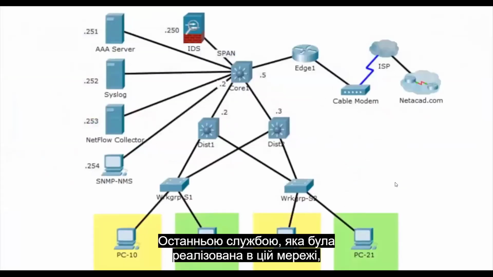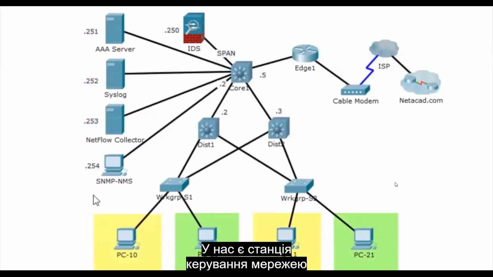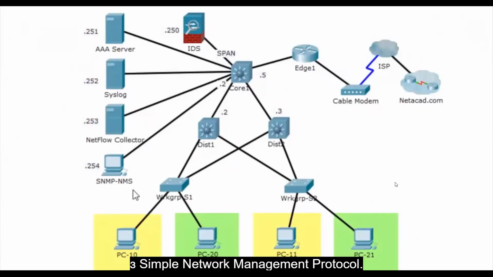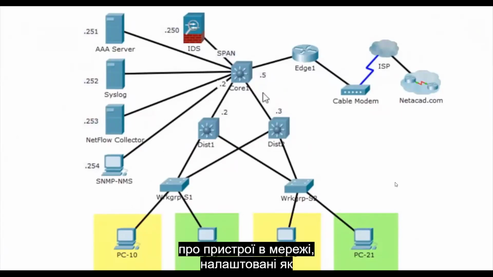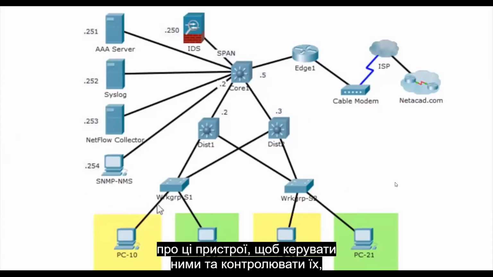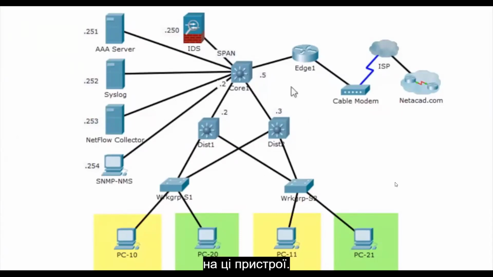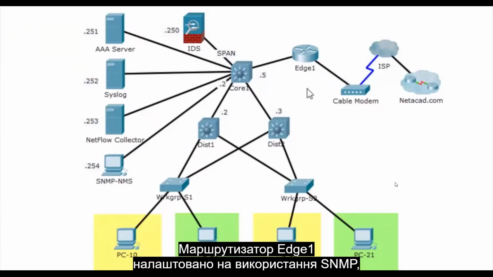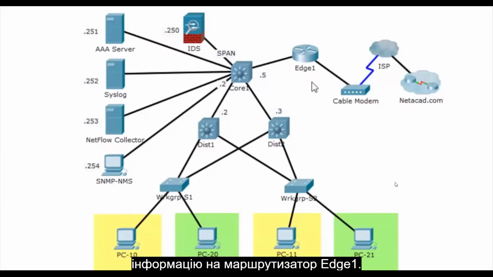The last service that's been implemented in this network is SNMP, or Simple Network Management Protocol. We have a Simple Network Management Protocol network management station here. The network management station can read information about devices on the network that have been configured as SNMP agents. Not only can the network management station read information about these devices in order to manage them and monitor them, but it can also be configured to write information to these devices as well. The Edge 1 router has been configured to use SNMP, and the network management station can read and write information to this Edge 1 router.